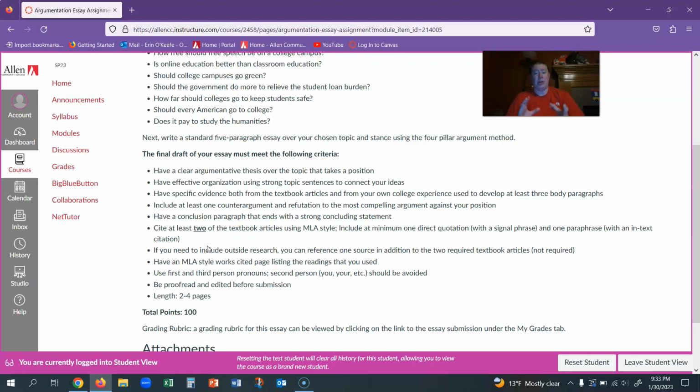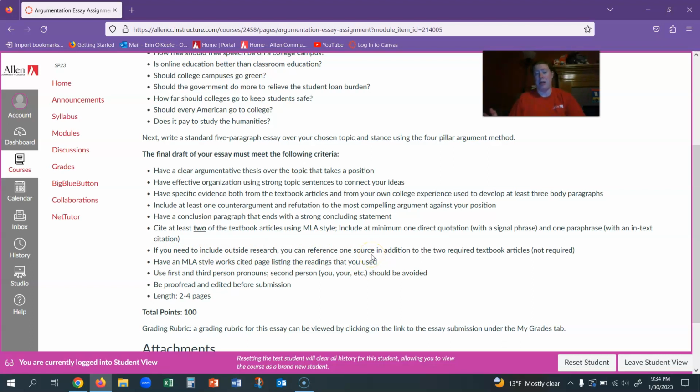So we are going to increase the documentation requirements for this essay and make it a little bit more specific, but most of it's just practice because we want to make sure that you are really, really comfortable with documentation by the time we get to that research paper. You can, if you want to, use outside research. I'm trying to limit you to 1 source outside of the textbook.